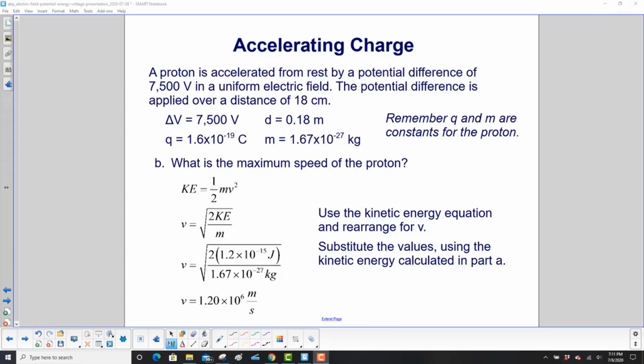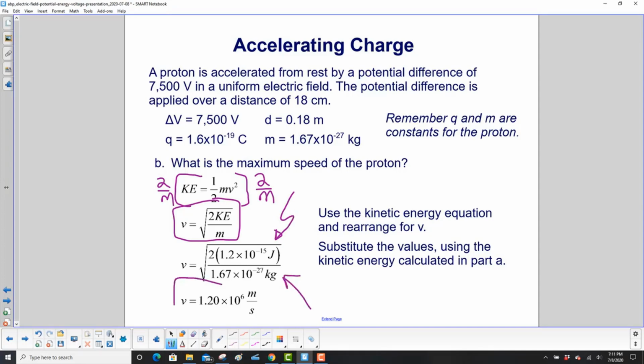What's the maximum speed of the proton? Well, we already found its kinetic energy, which is 1/2 mv squared. We solve that for v, multiply through by 2 over m on both sides, and then take the square root of both sides. And you get velocity is the square root of 2KE over m. Here's our kinetic energy from the previous slide. Here's the mass of the proton. And we get a velocity of 1.20 times 10 to the 6 meters per second.